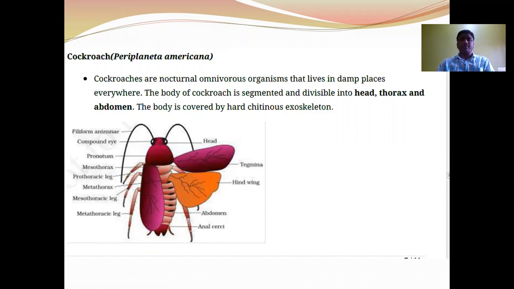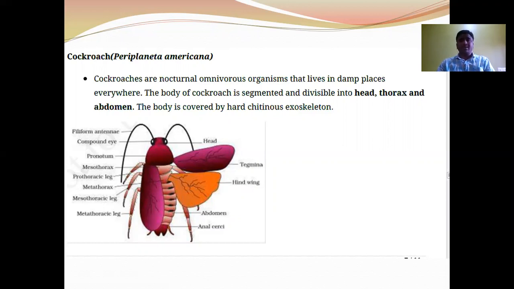The complete body of cockroach is covered by a chitinous exoskeleton, which is covered by a waxy layer. The waxy layer is secreted by the oenocytes. The waxy layer present over the exoskeleton prevents the loss of water from the body by evaporation.